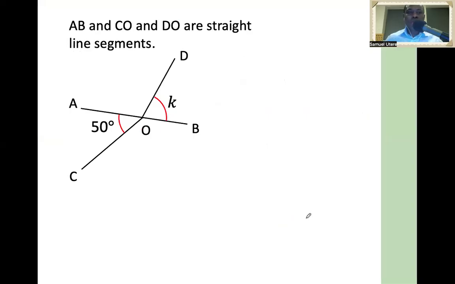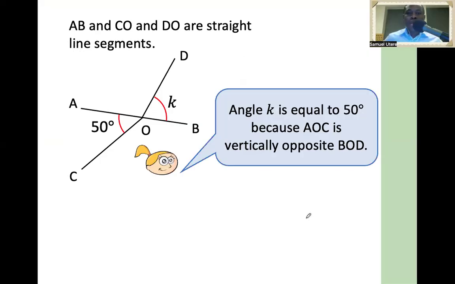Let's do some new learning. Here, AB and CO and DO are straight line segments. But she says angle K is equal to 50 degrees because AOC is vertically opposite BOD. Notice the angle convention. The middle letter represents the angle we're referring to. So we have said AOC is equal to BOD.